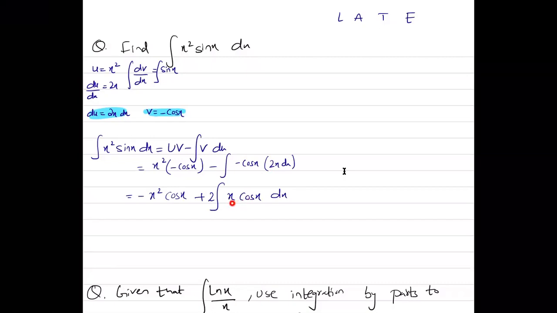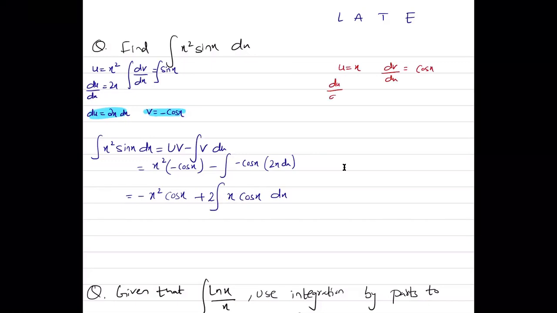Again, it's a product of 2 different functions. So these are the type of question in which you are going to use by parts again. Are you getting my point? Yes, sir. Just to integrate this, I'll have to use the by parts again. So x will be u. Again, u is going to be x, dv by dx is going to be cos x.